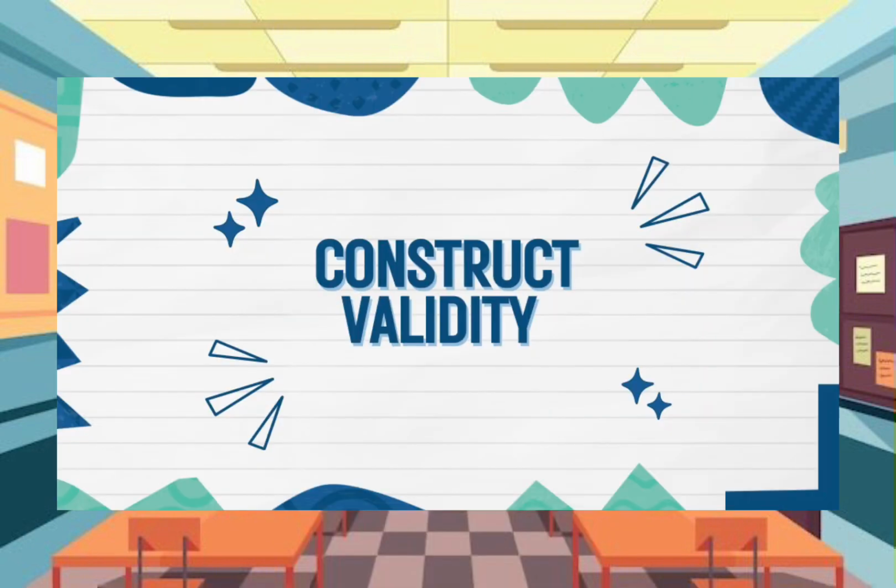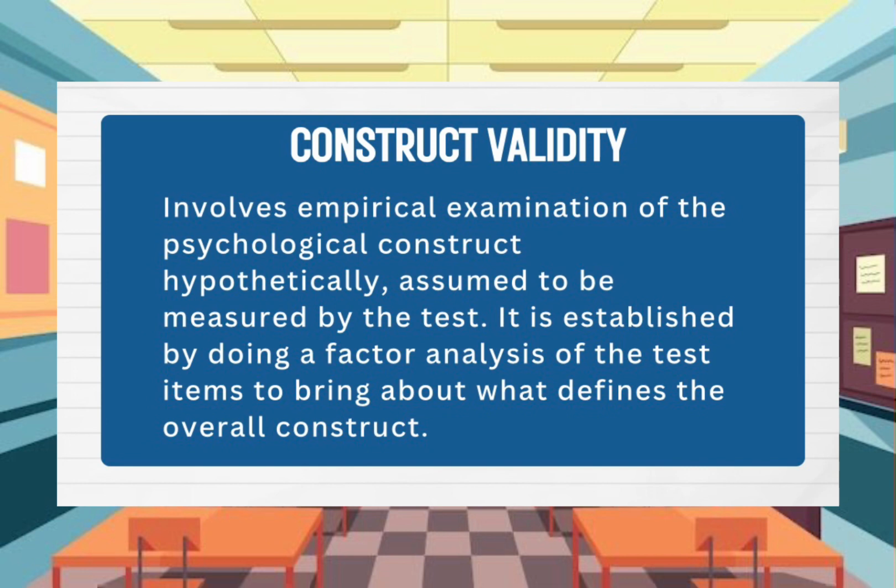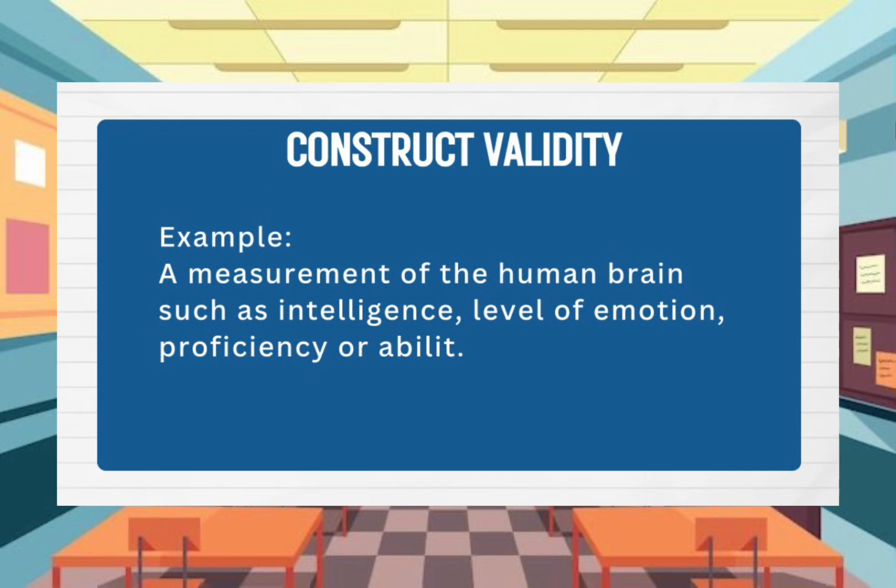Okay, we are now at the last type of validity according to Anastasi and Urbina, 1997, which is construct validity. Construct validity involves empirical examination of the psychological constructs hypothetically assumed to be measured by the test. It is established by doing a factor analysis of the test items to determine what defines the overall construct. Example: a measurement of the human mind, such as intelligence level, emotions, proficiency, or ability.